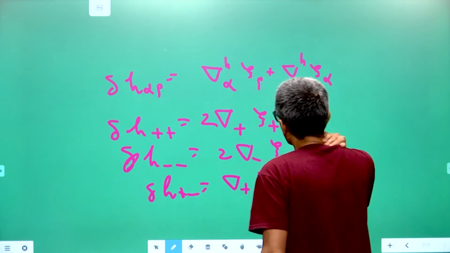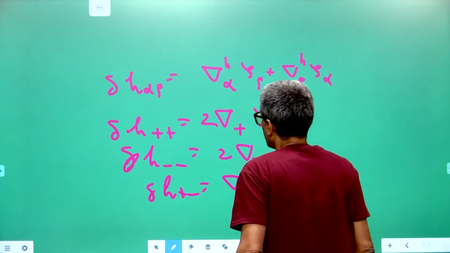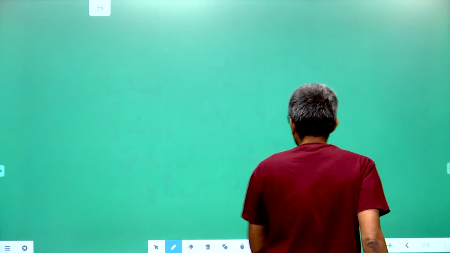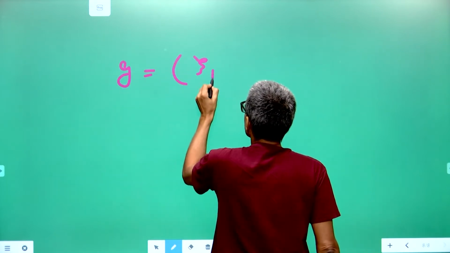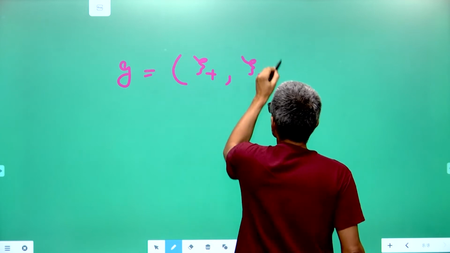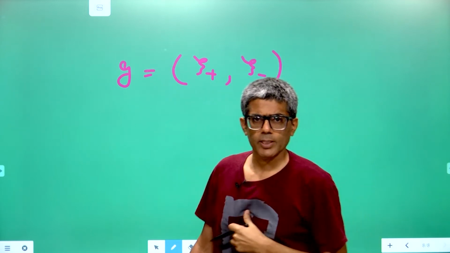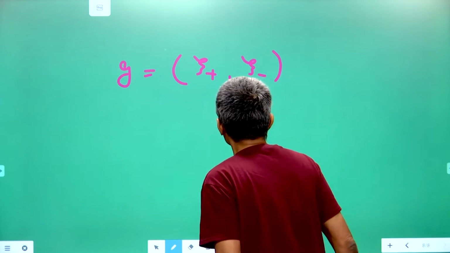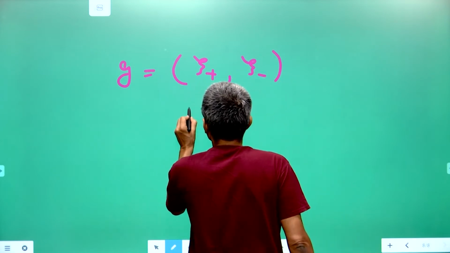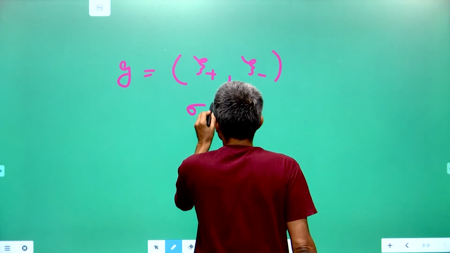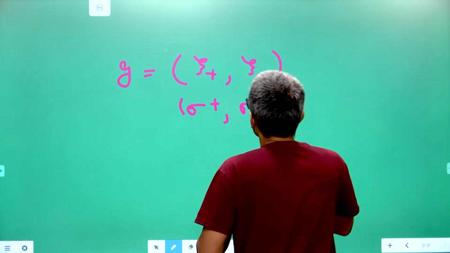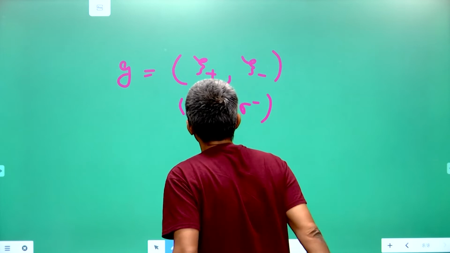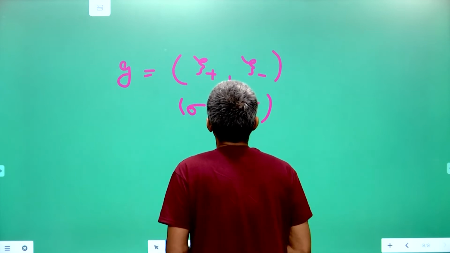So the reparameterization group is denoted by G, which consists of all reparameterizations, all pairs of functions of the worldsheet coordinates xi plus and xi minus. They are functions of sigma plus and sigma minus, or equivalently of tau and sigma. So the group consists of all such reparameterizations.